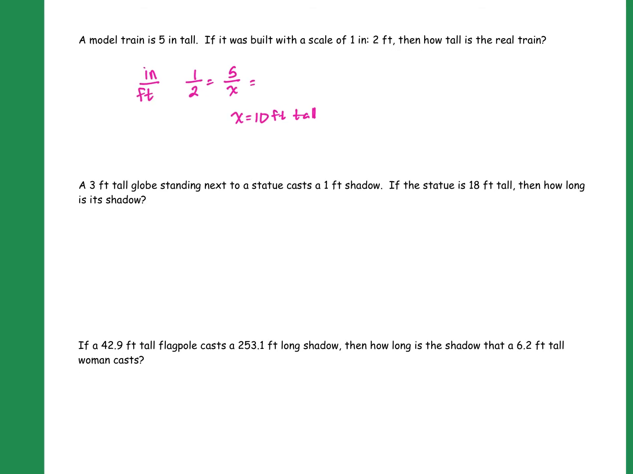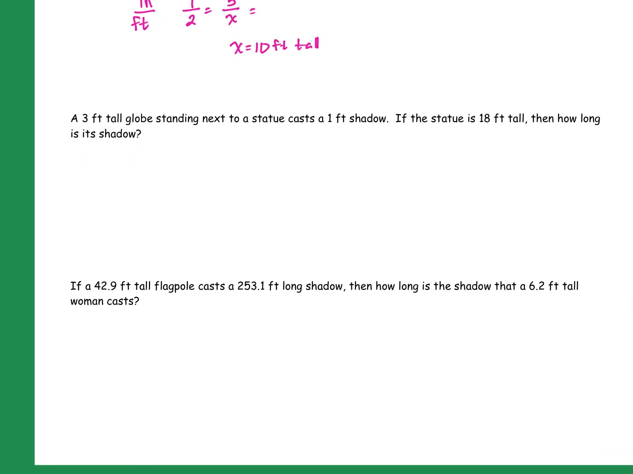Okay. So now we're going to go to a little different one. We don't have a ratio or a scale factor this time. This is usually what they give you in, I'm going to use this in quotes, real life. So a 3-foot globe standing next to a statue casts a 1-foot shadow. If the statue is 18 feet tall, then how tall is its shadow? So this time I'm going to be talking about the object and its shadow. Whatever the object happens to be, both of them have a shadow. So the object is going to be on the top, and the shadow I'm going to put in the denominator.